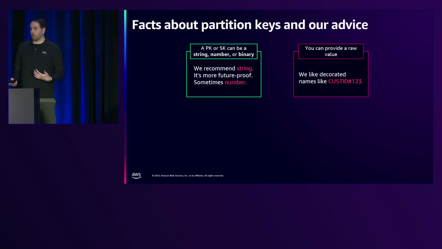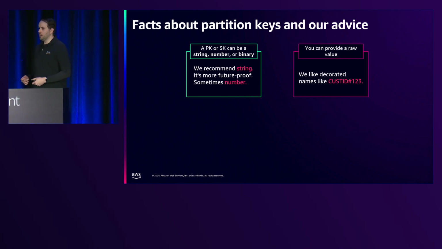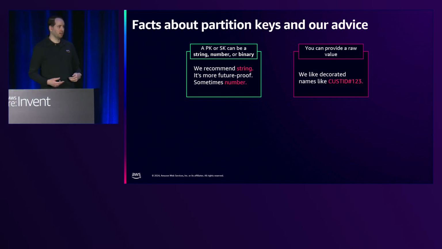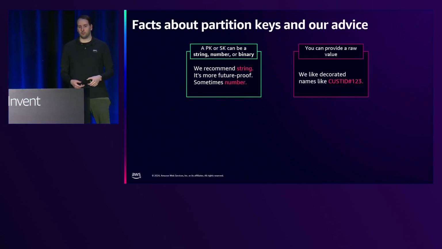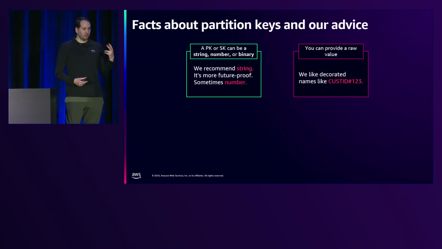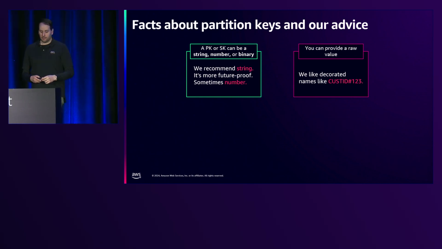Also, when you're choosing the values for your PKs and SKs, you could go with the UID, but it would be much better if you could have something like a unique identifier associated with a label. So we like decorated names like cust ID, which tells you that, in this case, 123 is a customer ID. When you're looking in the management console, you want to know exactly what you're seeing.